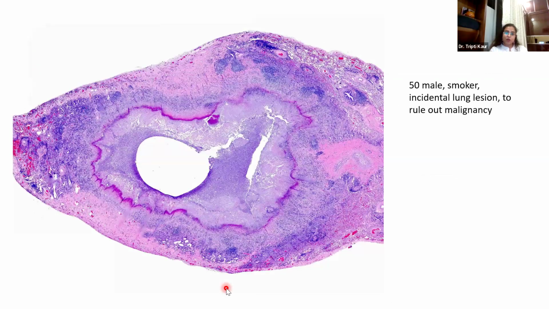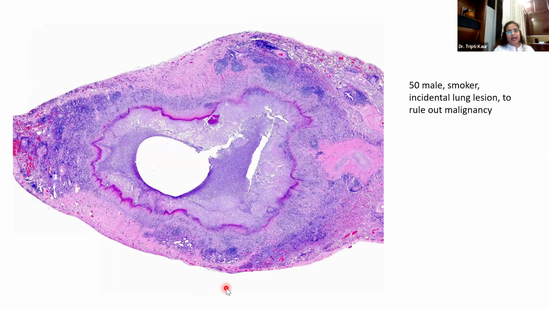So again, this is a case of blue necrosis. A 50-year-old male smoker, incidental lung lesion to rule out malignancy. And the blue necrosis is actually undergoing cavitation. Smoker, does it point towards anything? So I know it's an autoimmune thing. I know it happens most commonly in smokers.